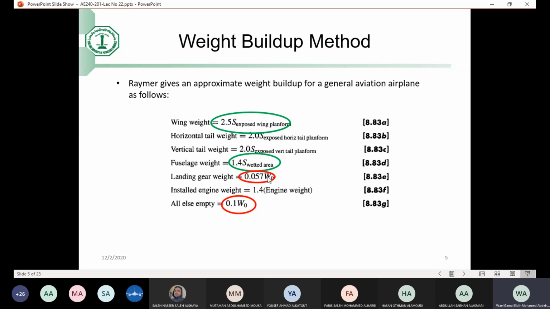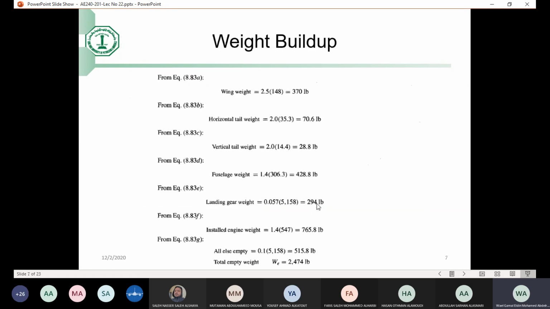And the answer is, let's use our previous estimate. We had an estimate of the total weight before, 5,100 or 200. So the landing gear weight will be based on the initial estimate of the weight. 5% of the total weight of the aircraft is for the landing gear. 10% of the total weight of the aircraft is for all the smaller components. If I add everything in here, it will give me the empty weight that corresponds to this initial guess that I have.